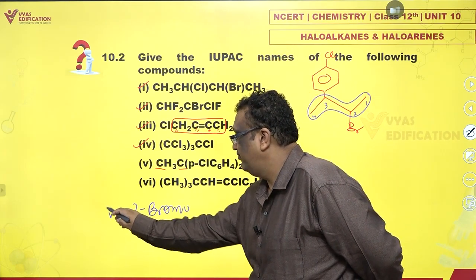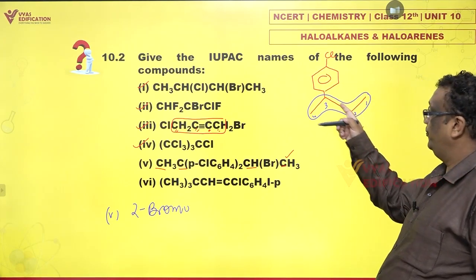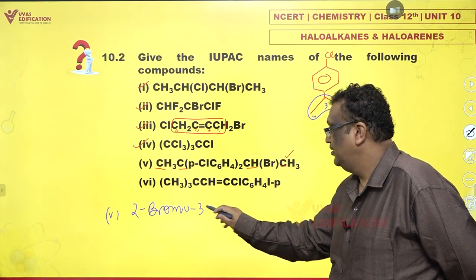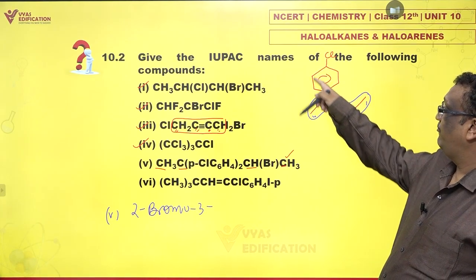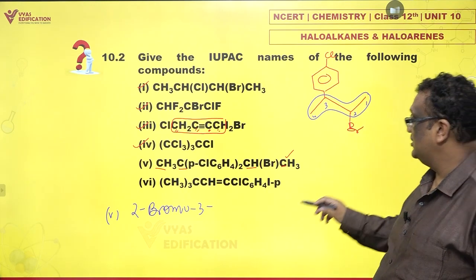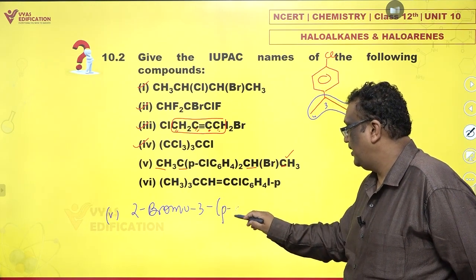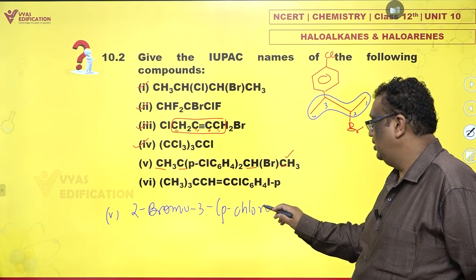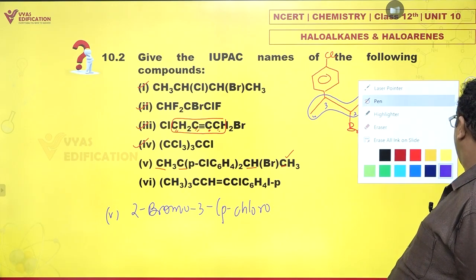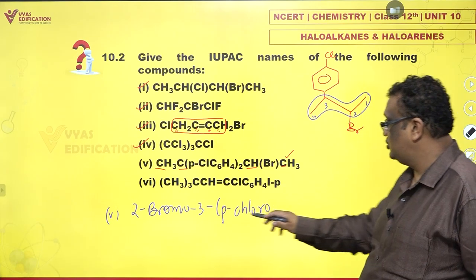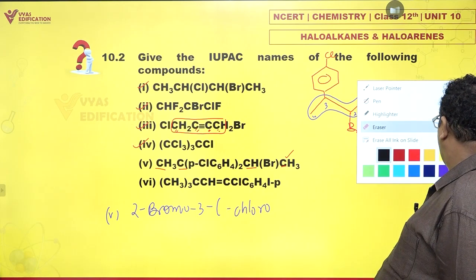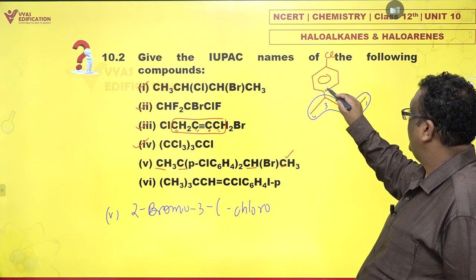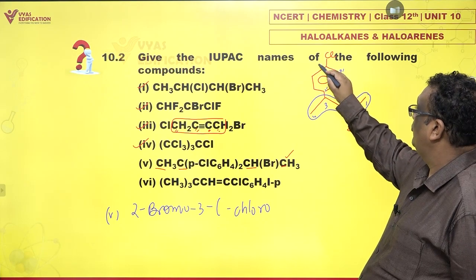I'm solving the fifth one. It is 2-bromo 3. What is on 3? Is it phenyl? Yes, it's phenyl, but this is 3 para-chloro. If you don't want to use the word para, you could use a number also. And what would be that number? It would be 1 dash, 2 dash, 3 dash, 4 dash.